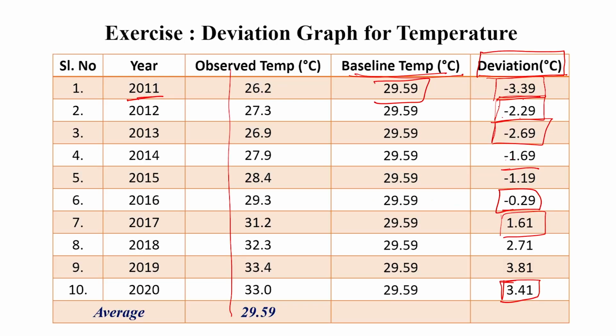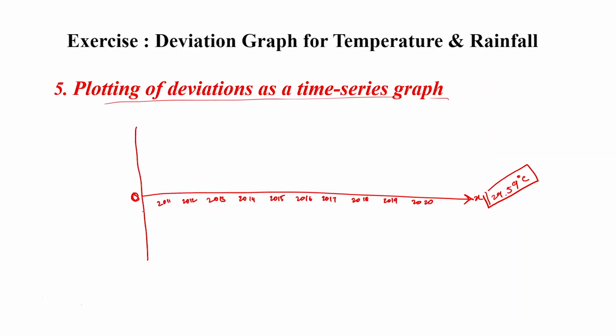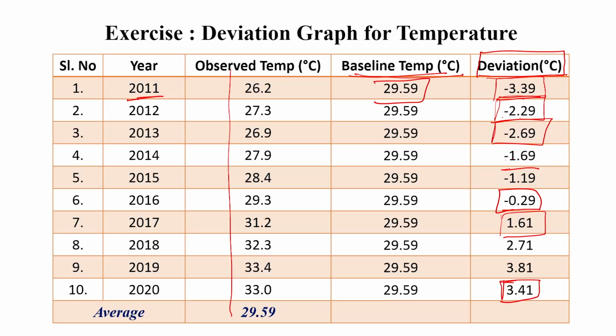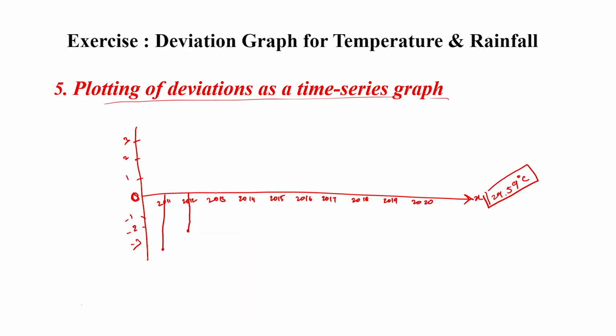For year 1 it is minus 3.39. If the value is negative, we plot it below the baseline. Let this be minus 1, minus 2, minus 3, and the same way 1, 2, 3. So minus 3.39 will come somewhere here. Next is minus 2.29, which will come somewhere between 2 and 3. Next is minus 2.69, it will come somewhere here.